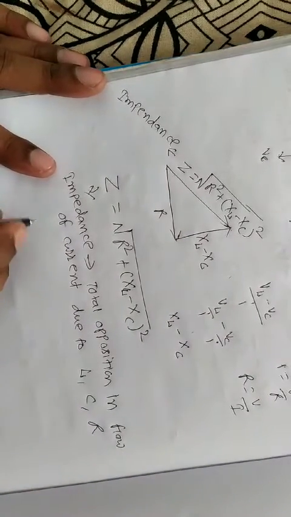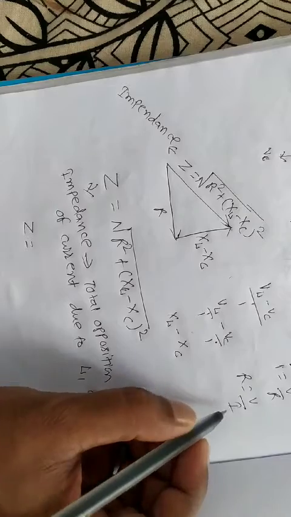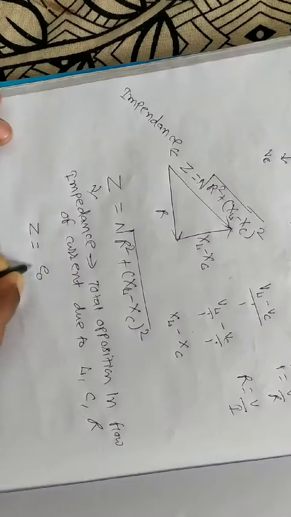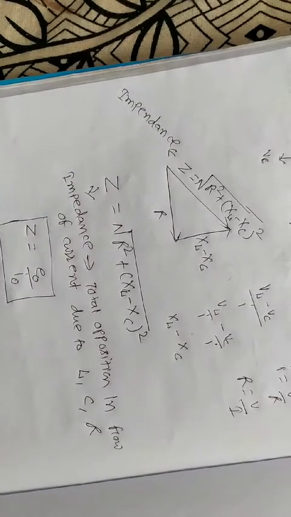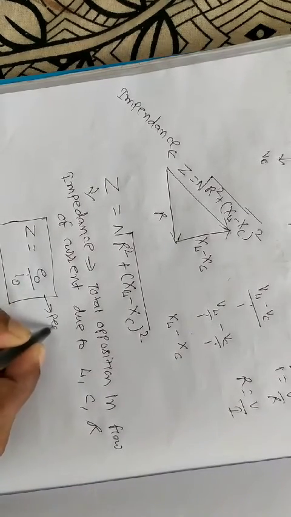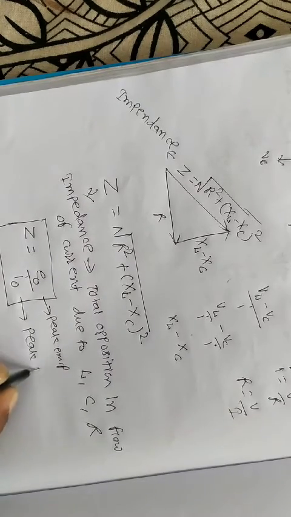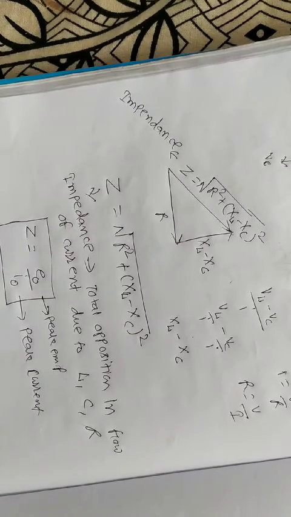So how will we find Z, the impedance? This is also a resistance, and we know that resistance is V by I. When you divide total EMF E naught by current I naught, Z is equal to E naught by I naught. E naught means peak EMF, that is maximum EMF, and I naught means peak current, that is maximum current. Z is impedance.